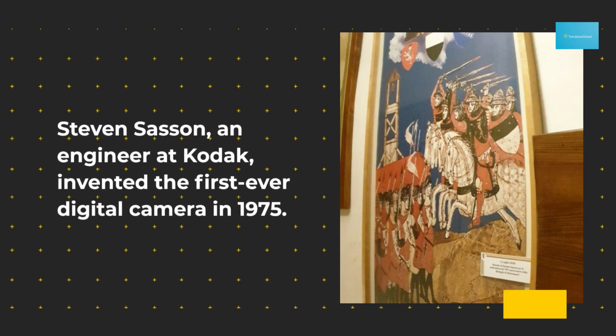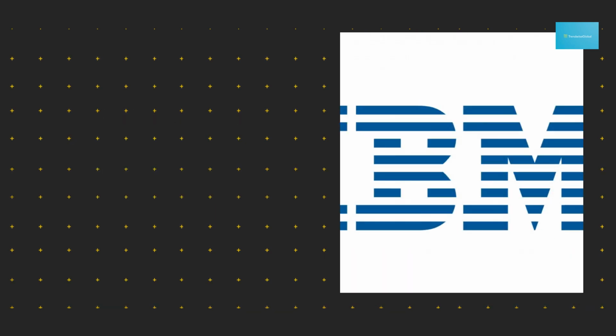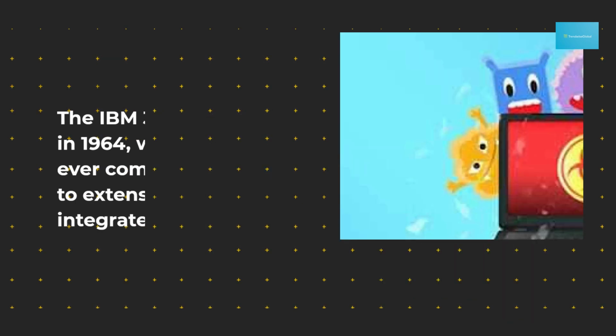Steven Sasson, an engineer at Kodak, invented the first ever digital camera in 1975. 6. Which computer system extensively used integrated circuits for the first time? The IBM 360, released in 1964, was the first ever computer system to extensively use integrated circuits.